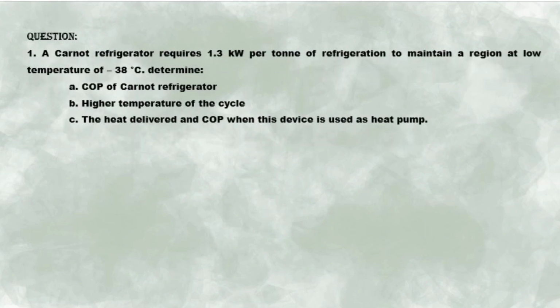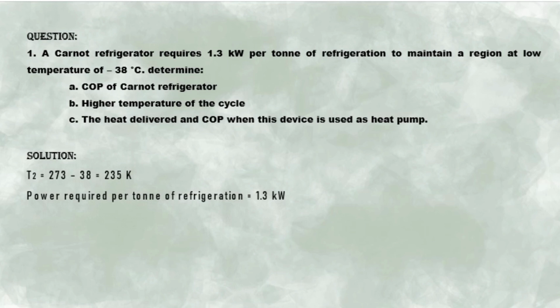Hello everyone, we have here two examples of refrigeration cycles, ideal vapor compression cycle. For our first example, a Carnot refrigerator requires 1.3 kilowatt per ton of refrigeration to maintain a region at low temperature of negative 38 degrees Celsius. Determine first the coefficient of performance of the Carnot refrigerator, the higher temperature of the cycle, and the heat delivered, and the COP when this device is used as a heat pump.